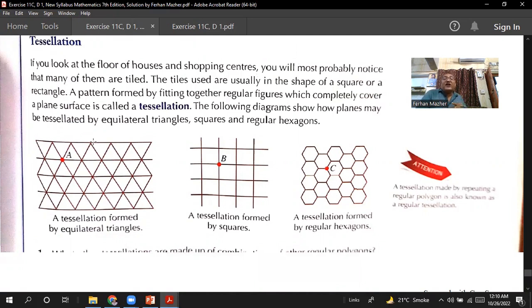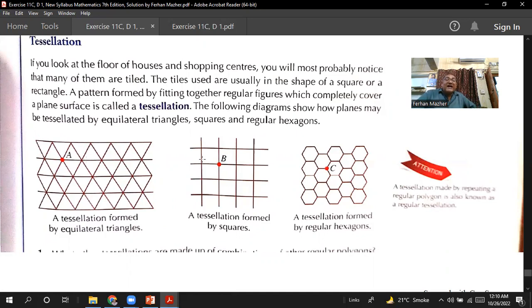The tiles used are usually in the shape of a square or a rectangle. A pattern formed by fitting together regular figures which completely cover a plane surface is called a tessellation. The following diagram shows how planes may be tessellated by equilateral triangles, squares, and regular hexagons.